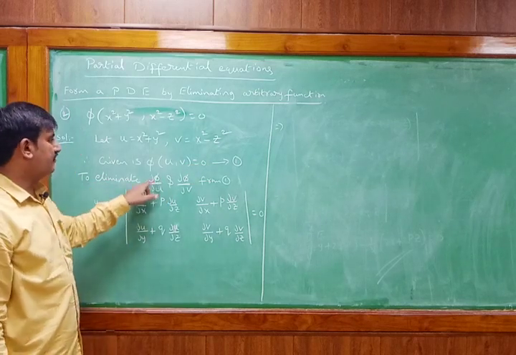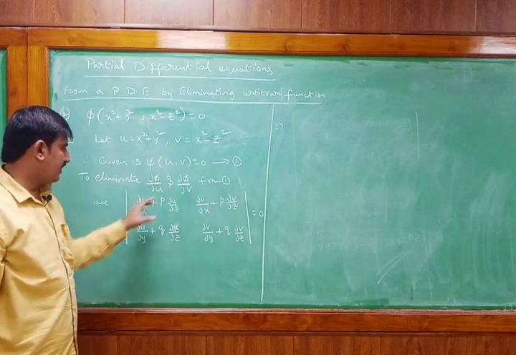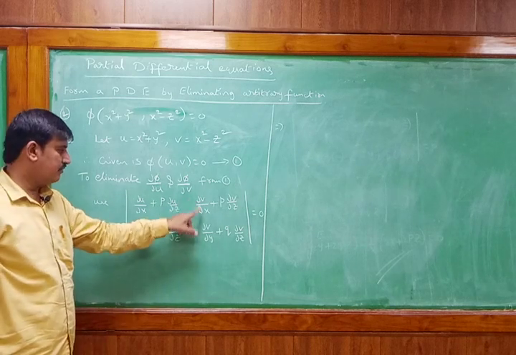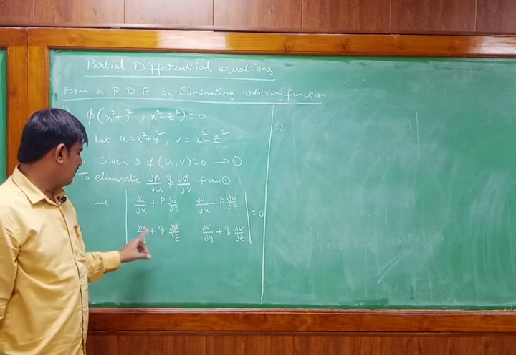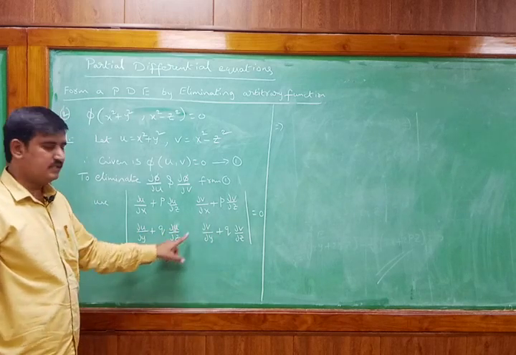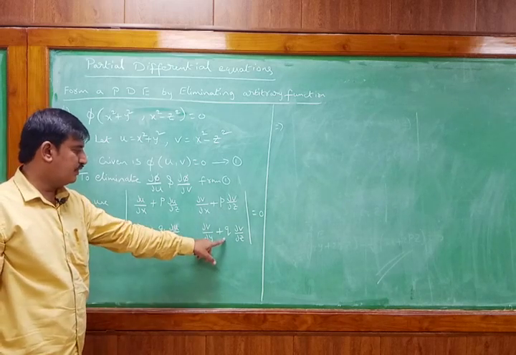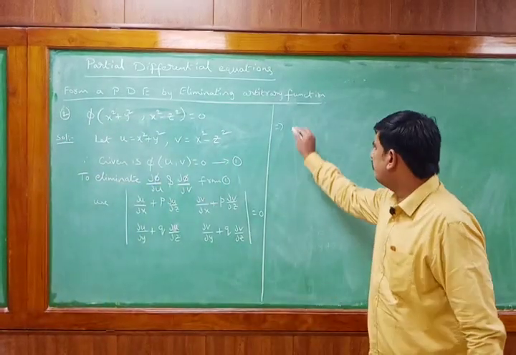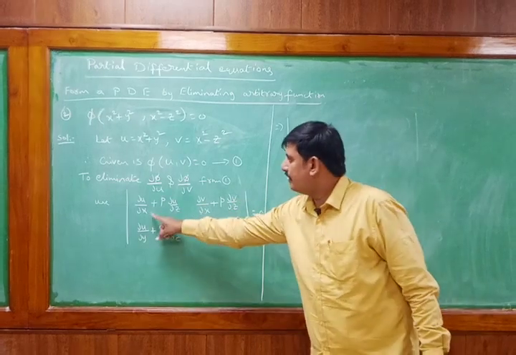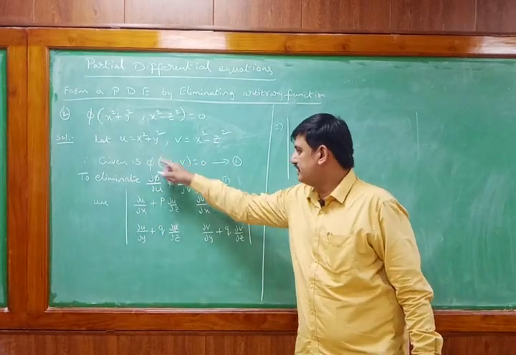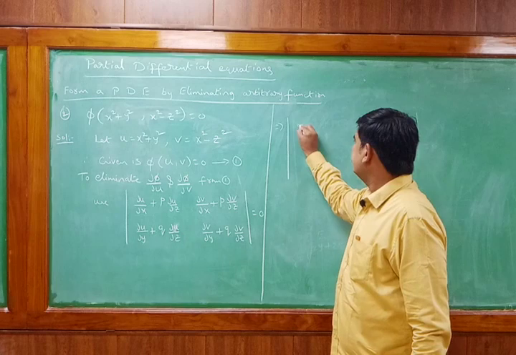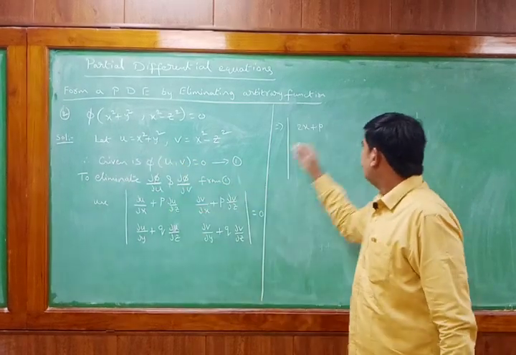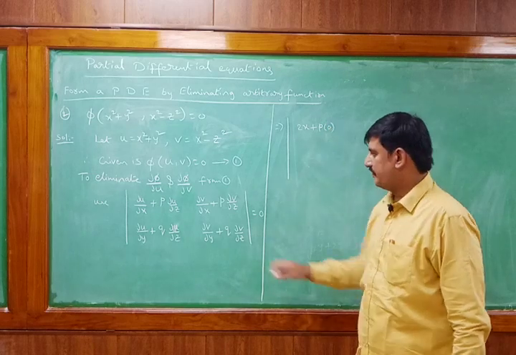To eliminate dou phi by dou u and dou phi by dou v from 1, we have the standard formula: determinant of dou u by dou x plus p dou u by dou z, dou v by dou x plus p dou v by dou z, dou u by dou y plus q dou u by dou z, dou v by dou y plus q dou v by dou z. So differentiating here, dou u by dou x, where u is x square plus y square, differentiating with respect to x, I get 2x plus p times dou u by dou z. There is no z here, so it becomes 0. Next v.